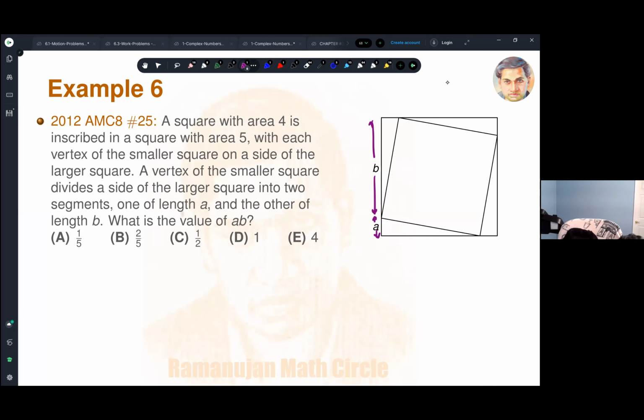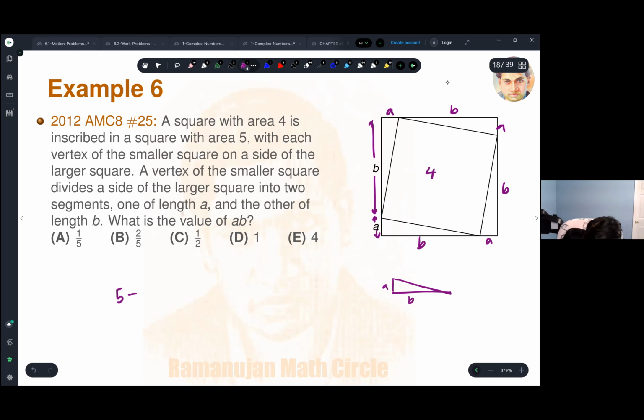Okay, so we know this square has an area of 4. We know the outer square has an area of 5. So according to the question, there are... so it goes A, B, A, B, A, B. So there are basically 4 right triangles with side lengths A and B, and A squared plus B squared.